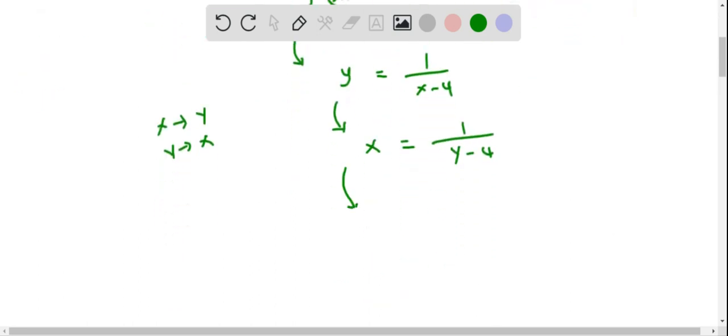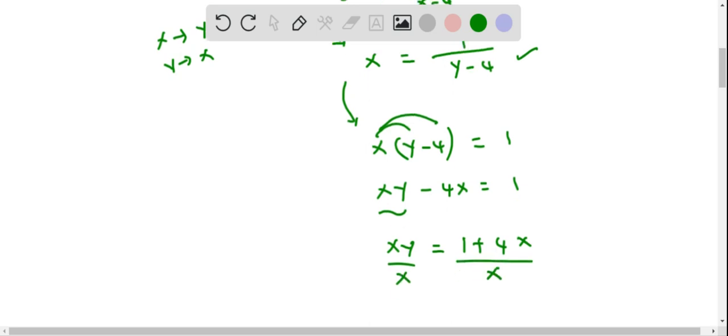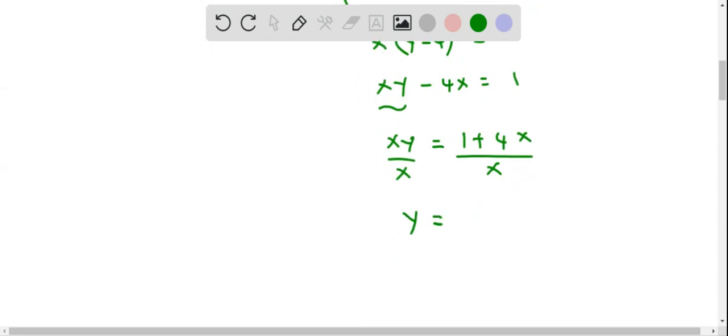The next step is to solve for y from this equation. I'm going to multiply both sides by y minus 4, and when I do that, I get x times y minus 4 equals 1. I then distribute this, so this becomes xy minus 4x equals 1. As we have to solve for y, let's keep only the y term here, that is xy, and then we add 4x to both sides. So this becomes xy equals 1 plus 4x. We then divide both sides by x, so finally I get y equals 1 plus 4x divided by x.